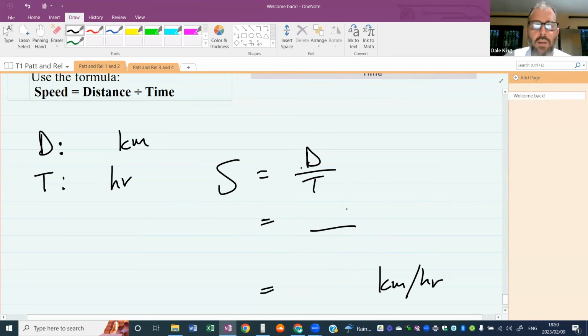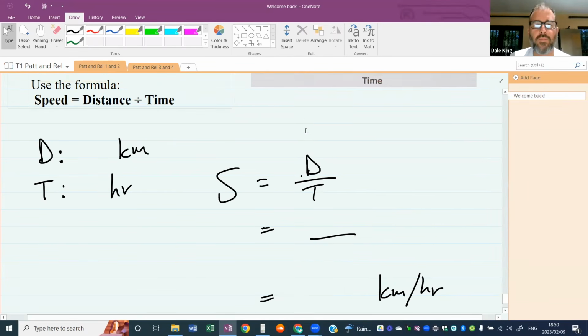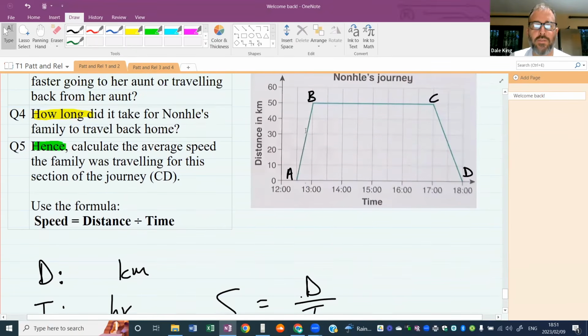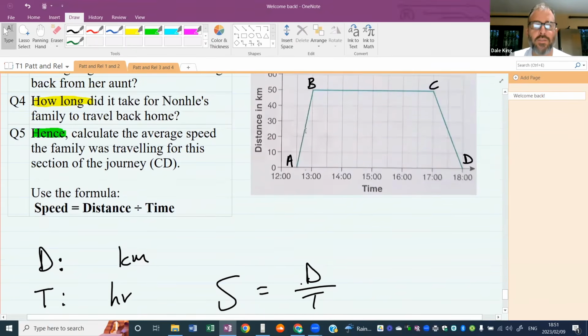All right, Babalo, do you want to talk to us and tell us how you got this answer? Yes. The distance still stays the same as 50 kilometers, but then since the time is no longer 1 hour, it's now 30 minutes. I think you say 0.50 to get it.